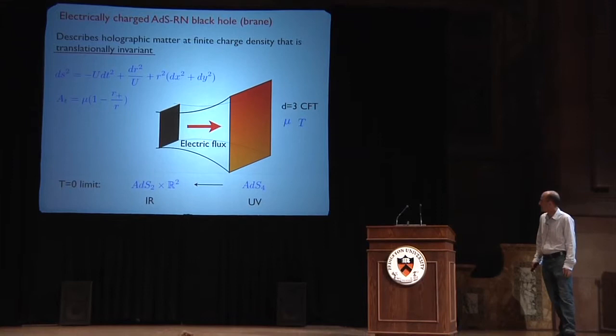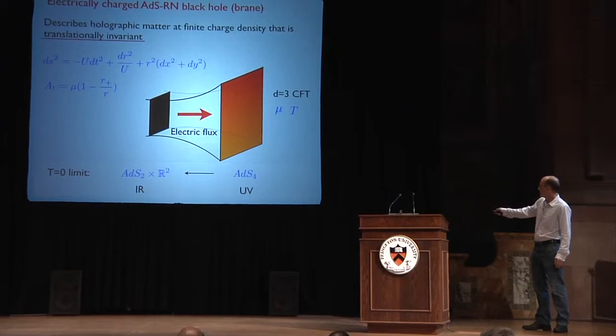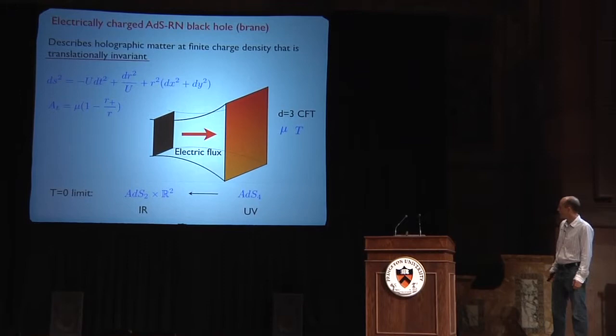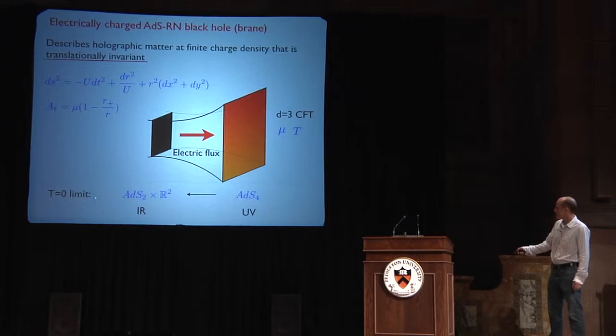So this describes a black hole with planar horizons, there's some electric flux, and this describes on the dual, in this case, three-dimensional boundary, the conformal field theory at chemical potential mu and temperature T. And about the only feature that will be important for the rest of the talk is this well-known fact that at zero temperature, in the extremal limit, the black hole interpolates between AdS4 in the UV, and then in the IR, it approaches AdS2 cross R2.